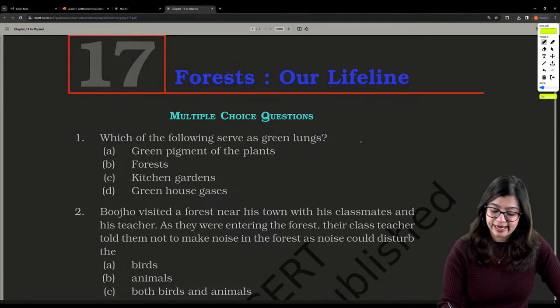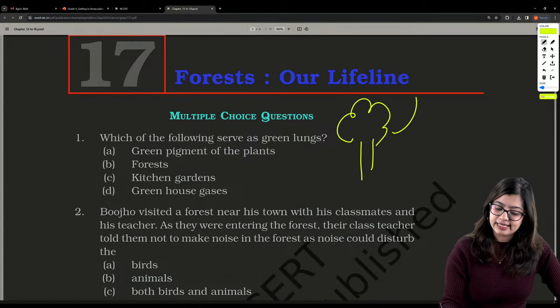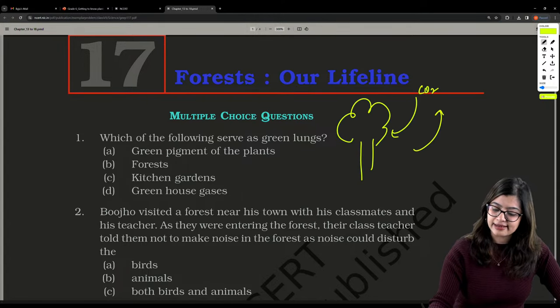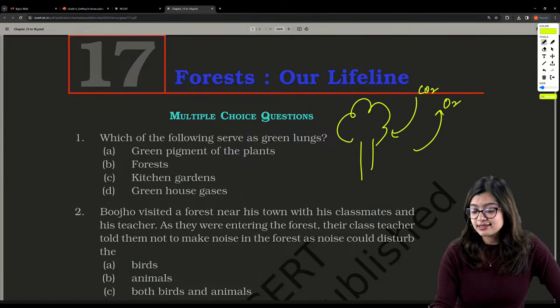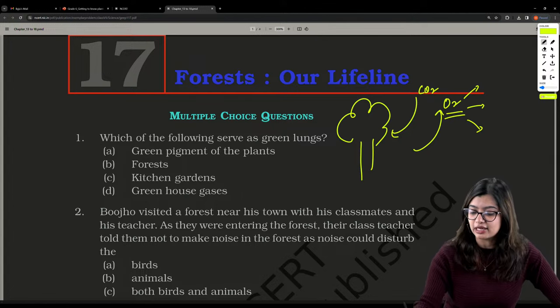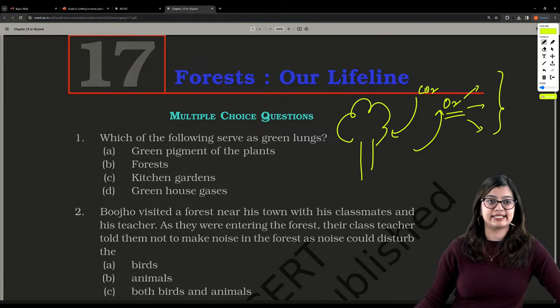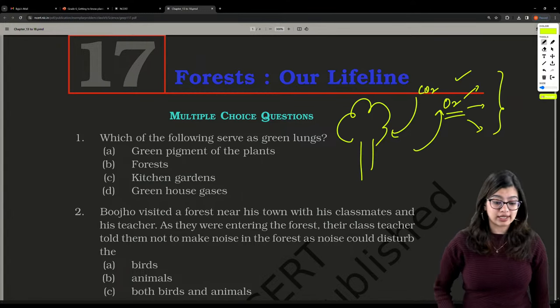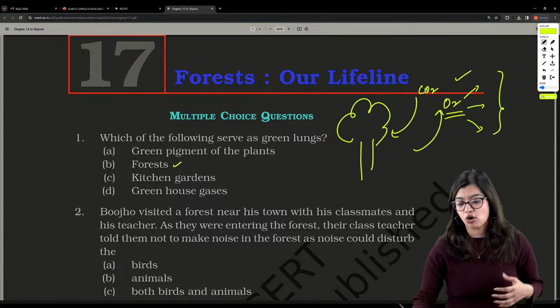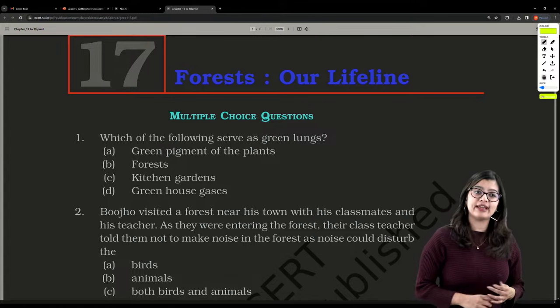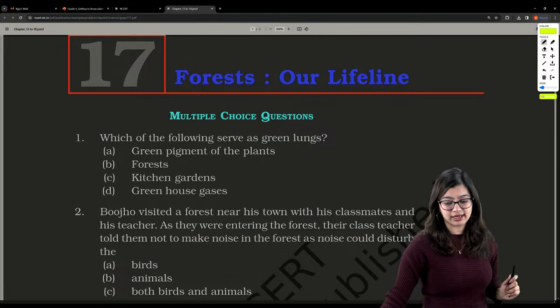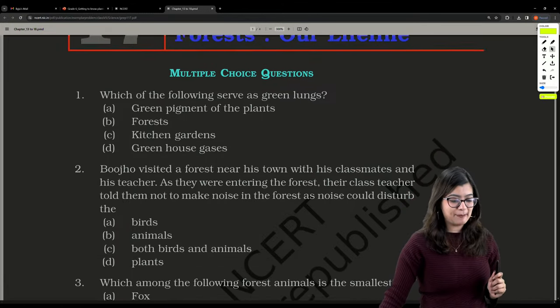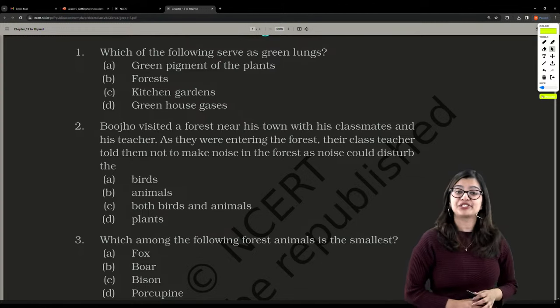In the case of forests, they take up carbon dioxide and give out oxygen. As a result, this oxygen is made available for all the remaining living organisms. Which is why, because they produce oxygen, we call them the green lungs of the earth. So very good, students. All of you have given me the correct answer. Super proud. Now we will go on to question number two.